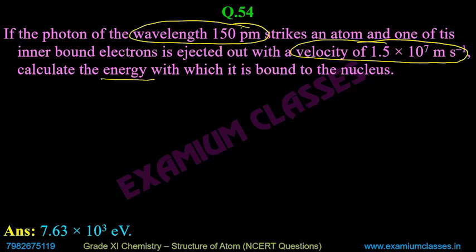So the wavelength is given here. Velocity is given of the ejected electron. So the photon of the wavelength strikes, and this is the energy E. Here you will not apply lambda equals h by mv. Here you will apply E equals E naught plus kinetic energy, half mv square.